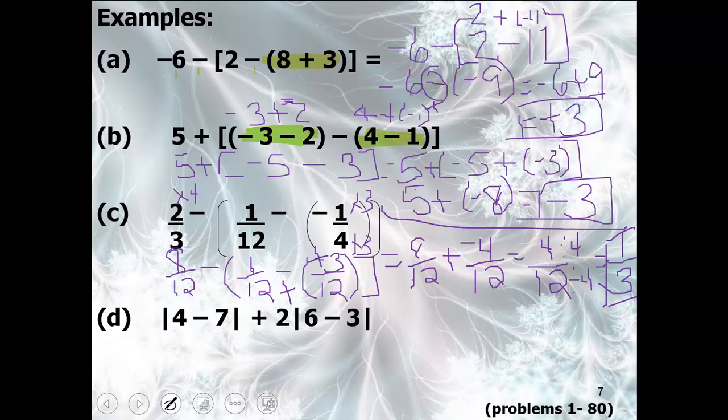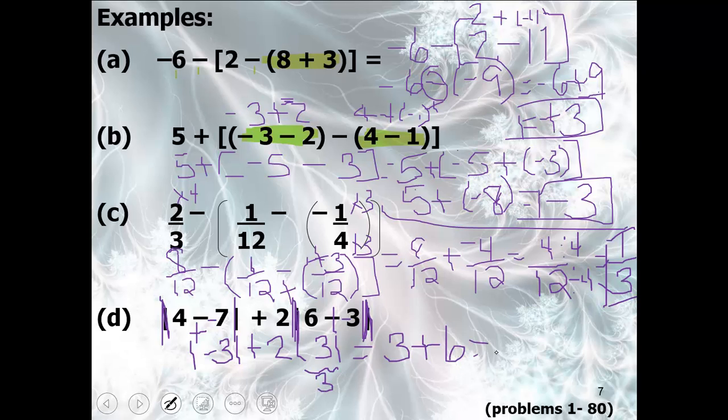D, we want to consider these absolute value signs as grouping symbols. So do that first, just like we've learned, all right? The absolute value of 4 minus 7. This is 4 plus a negative 7. So that becomes the absolute value of negative 3, plus 2 times the absolute value of 6 plus a negative 3. So that's the absolute value of 3. Now, the absolute value of negative 3 is 3, plus, then I have the absolute value of 3 is 3, and 2 times 3 is 6. So this becomes 3 plus 6 is 9.